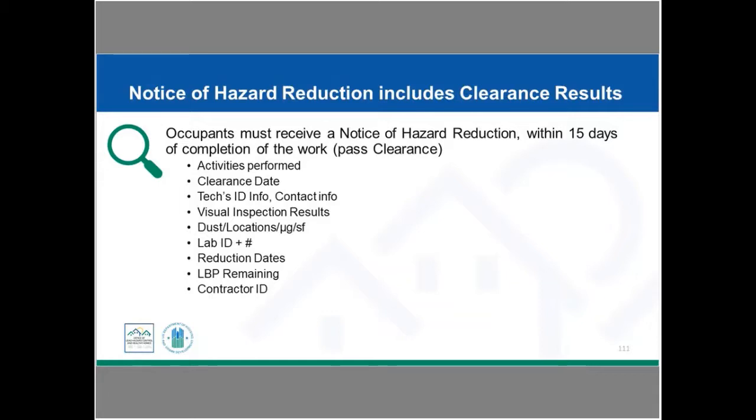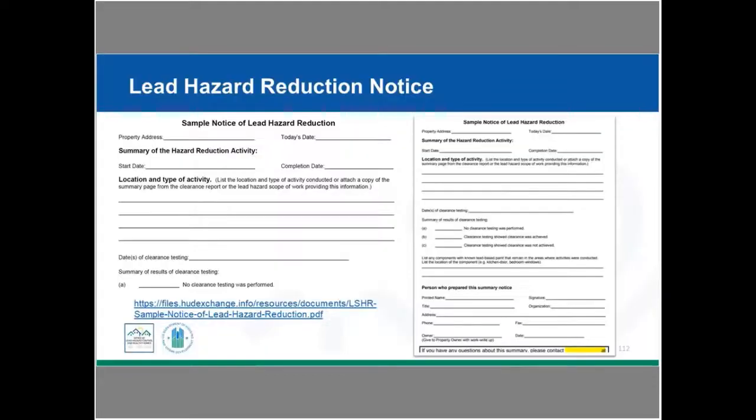And so it's going to provide information about the work that was done, the date of the clearance, and the inspection results, not only the narrative on the visual inspection results, but also the dust locations and the results on that. We have a sample notice to provide you on this, and it lists out the address and the date, when that work was done, the locations and the activities, and then provides a summary page of the clearance report. There is a sample link here that I think will be helpful for folks, to make sure they've got an appropriate format.